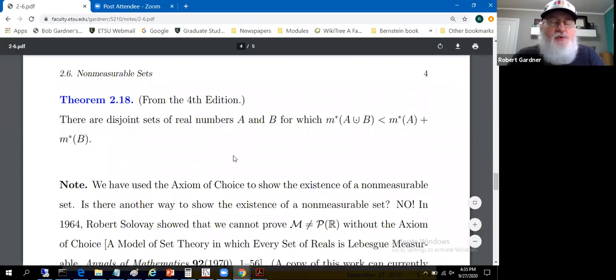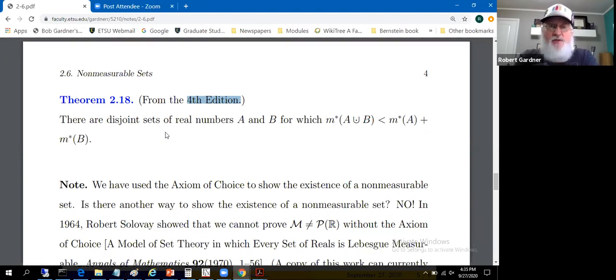All right, this is from Theorem 2.18 from the 4th edition. So I have taken one little result out of section 2.6 from the next edition, the 4th edition of Royden and Fitzpatrick. It's the 4th edition on which Fitzpatrick stepped in as a co-author. The claim is, there are disjoint sets of real numbers A and B for which the outer measure of A union B is strictly less than the outer measure of A plus the outer measure of B. Totally messed up. It shouldn't work like that, but it does, thanks to the axiom of choice, if you want to blame somebody about it.